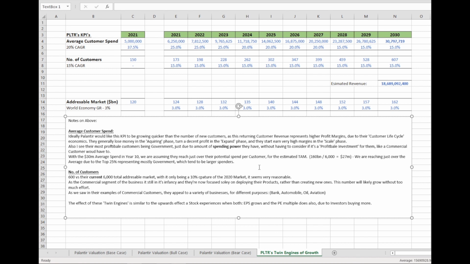And with the 30 mil average spend in year 10, we're assuming that they reach just over their potential spend per customer for their total addressable market. So 160 billion divided by 6,000 customers, that's an average spend of 27 million. We're reaching just over that average due to the top 25% representing mostly government, which tend to be larger spenders. Now, number of customers, 600 versus their current 6,000 total addressable market. With it being only 10% capture of the market, it seems very reasonable.